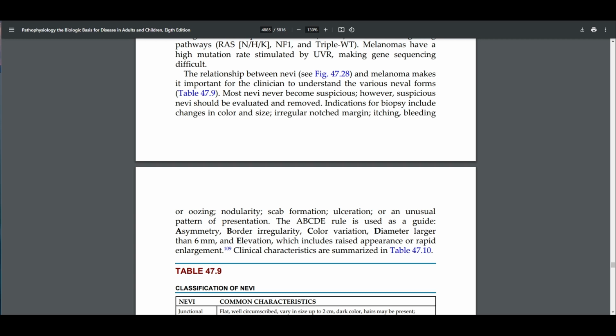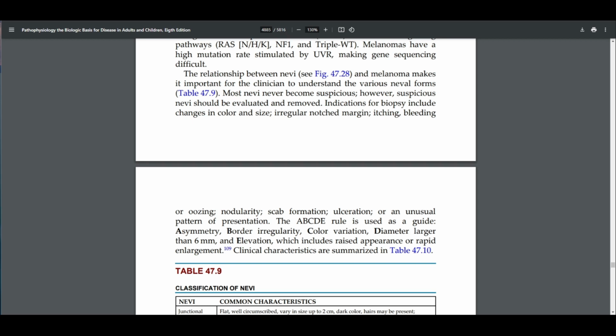The relationship between nevi and melanoma makes it important for the clinician to understand the various nevus forms. Most nevi never become suspicious. However, suspicious nevi should be evaluated and removed. Indications for biopsy include changes in color and size, irregular notched margin, itching, bleeding, or oozing, nodularity, scab formation, ulceration, or an unusual pattern and presentation.